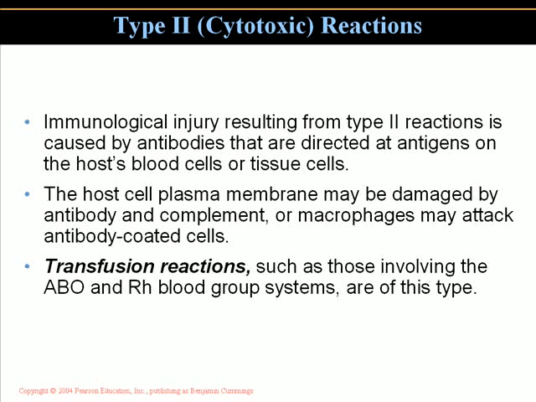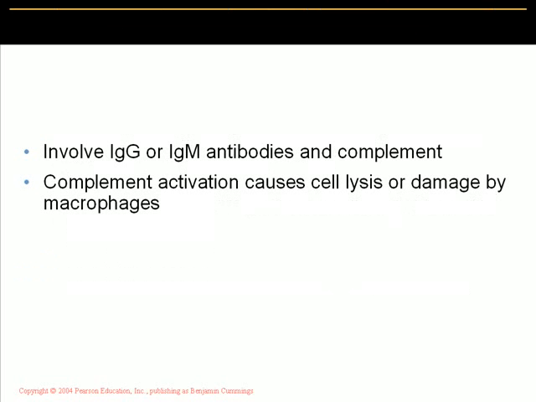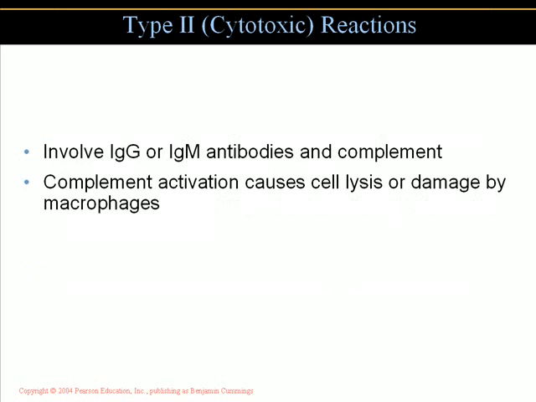Immunological injury resulting from a type 2 reaction is caused by antibodies that are directed at antigens on the host's blood cells or tissues. The host cell plasma membrane may be damaged by antibody and complement, or macrophages may attack the antibody-coated cells. Transfusion reactions such as those in the ABO and Rh blood group systems are this type of reaction. Type 2 cytotoxic reaction. It involves IgG and IgM antibodies and complement. Complement activation causes cell lysis and damage by the macrophages.